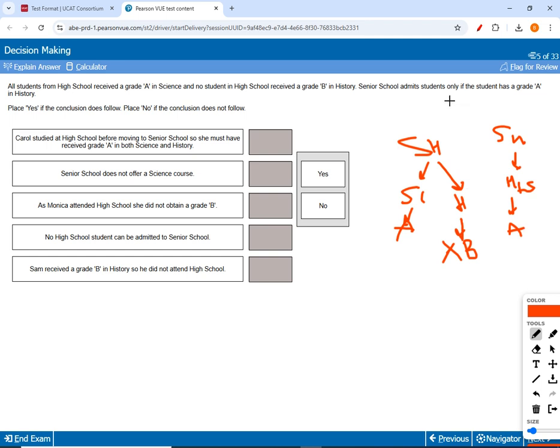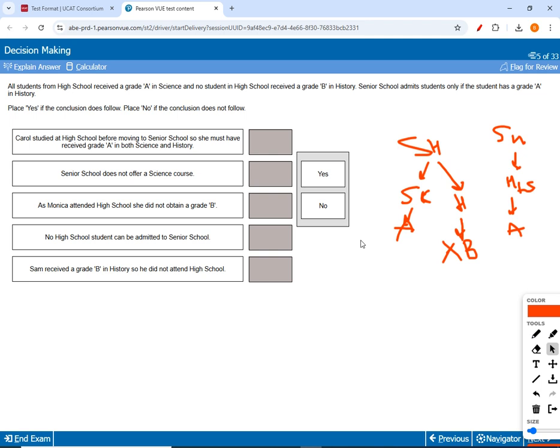Looking at my tree diagram here, what have I got? Students in high school, SH, they do science, and everybody gets an A, 100%. Nobody gets a B in history. Converting this tree diagram into casual English: if you want to get into senior high school, you need an A in history. Let's start cracking the yes or no's.